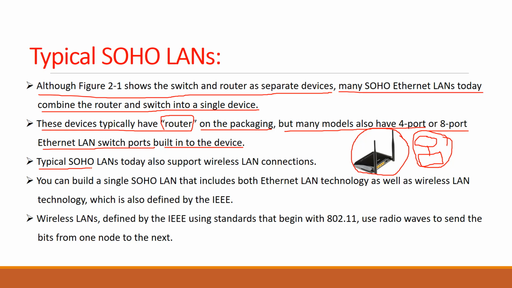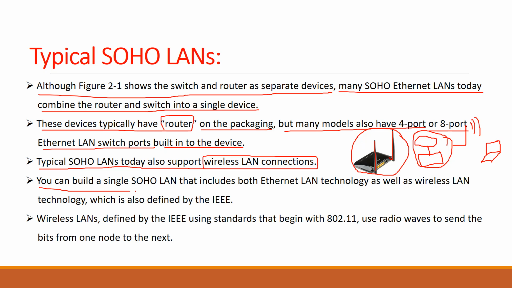And typical small office, home office LANs today also support wireless LAN connections. So using these access points, these antennas connected to the device, we have antennas here. It supports wireless LANs, so laptops or smartphones can connect to the network.